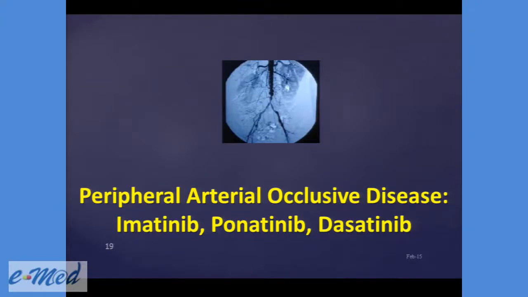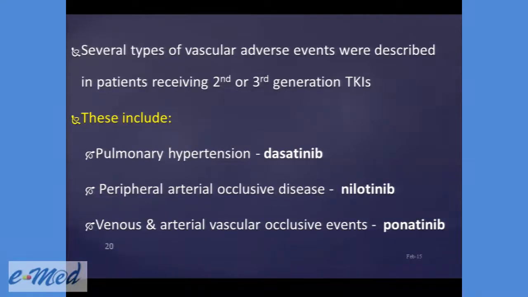I will devote the rest of my talk to peripheral arterial occlusive disease, which is mainly an adverse effect of nilotinib and ponatinib. Several types of vascular adverse events were described in patients receiving second and third generation TKIs. These include pulmonary hypertension in patients receiving dasatinib, peripheral arterial occlusive disease in patients receiving nilotinib, and venous and arterial vascular occlusive events in patients receiving ponatinib.